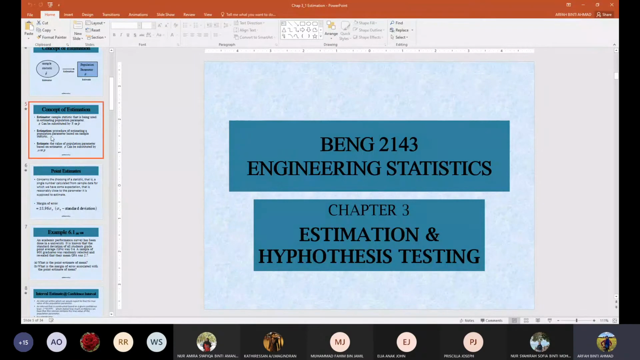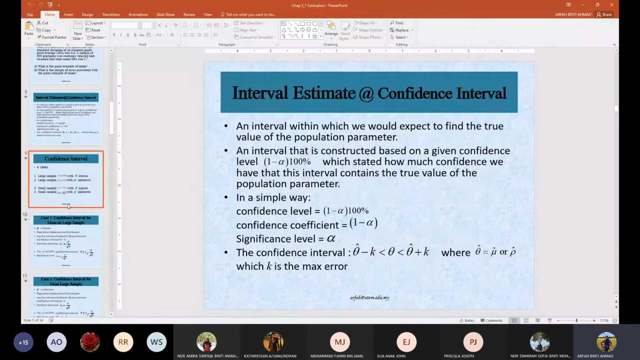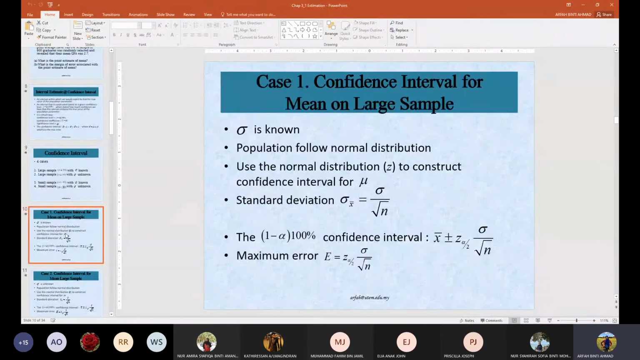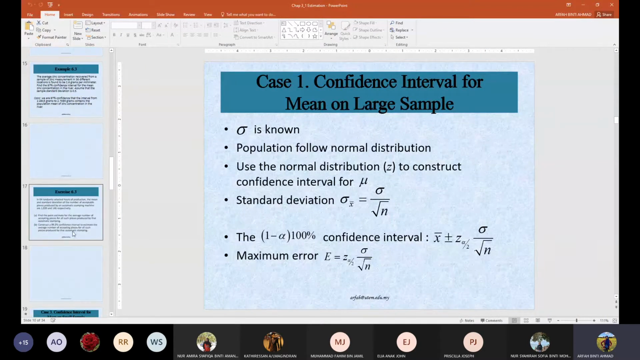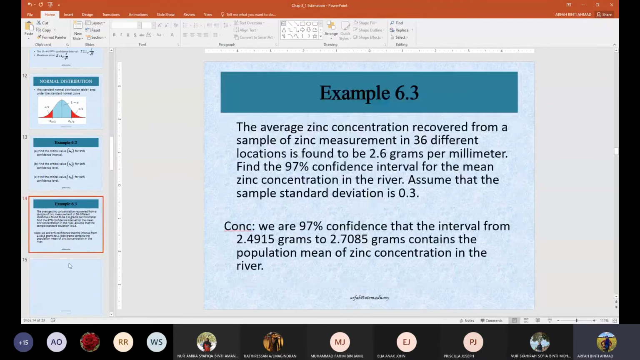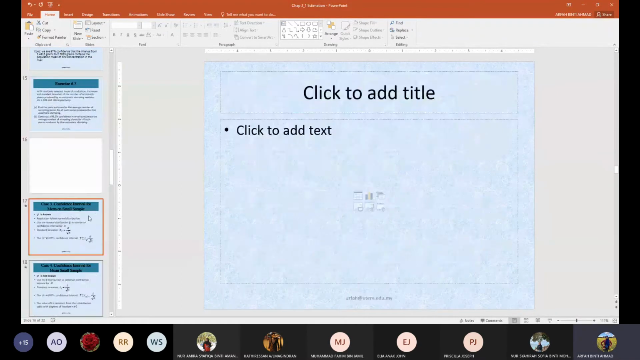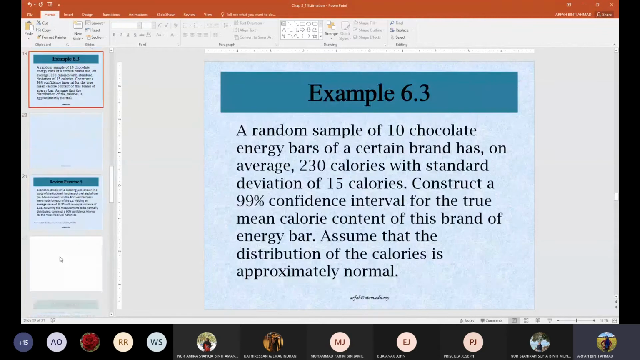Last class, hari Selasa, kita dah tengok the concept of risk estimation. How you are going to calculate the confidence interval for mean on large sample, and also calculate the confidence interval for proportion for a small sample and also for large sample. So hari ni kita dah buat this exercise.